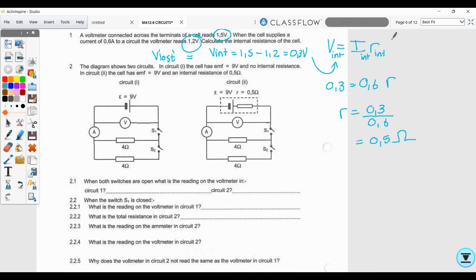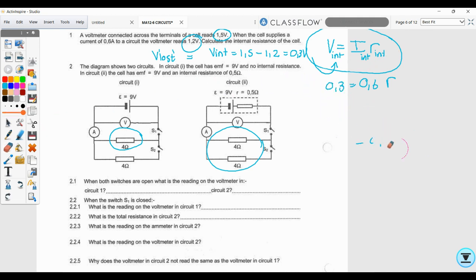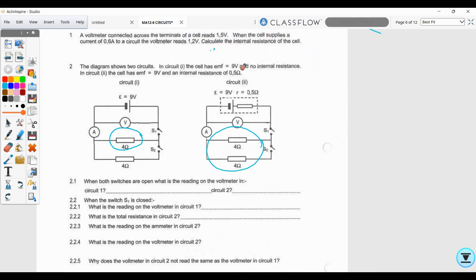Okay, do you understand the whole thing about V equals IR? I can use it for inside, I can use it for outside, I can use it for one resistor, I can use it for all the resistors in parallel. As long as the V's and the I's and the R's are for the same thing, you can always use it. If it's not for the same thing, you can't use it. So please be careful.